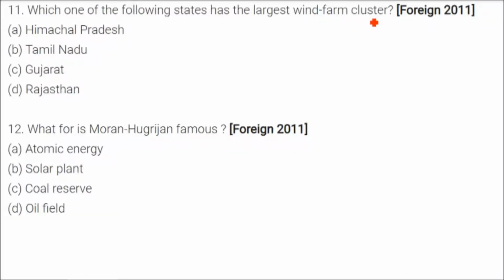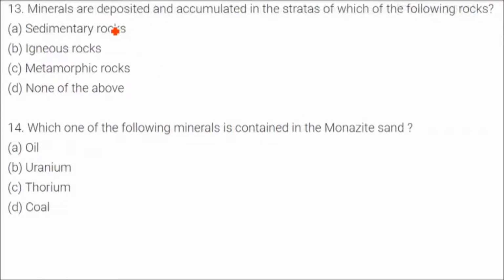Which one of the following states has the largest wind farm cluster? The answer is Tamil Nadu. What is Moran Hugrijan famous for? It is famous for its oil field. Minerals are deposited and accumulated in the strata of which of the following rocks? The answer is sedimentary rocks. Which one of the following minerals is contained in monazite sand? The answer is thorium.